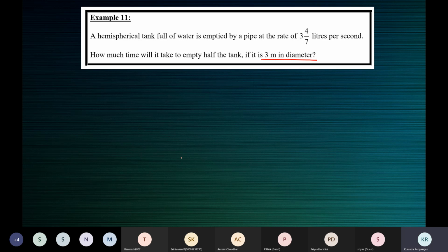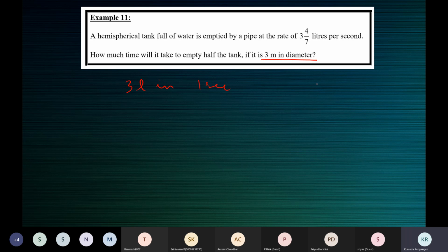The radius is 3 by 2 meters. So the volume of the water in the tank, half the volume of the water in the tank, you will get in meter cube. Convert that to liters. So now you have liters with you. Supposing it is given, it empties 3 liters in 1 second.